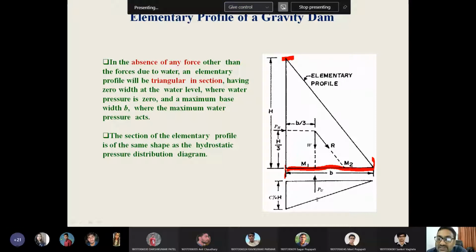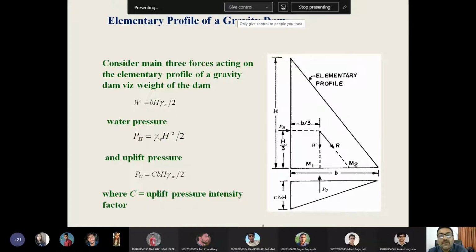So what we are struggling with is calculating the value of B, the base width. So let's do a certain calculation based on this. Say this is a triangular section, designed to resist only the water force. Now consider all three forces on this triangular section, which we assumed could be the elementary profile of the dam, and this would resist the hydrostatic forces which the reservoir water is exerting on it.